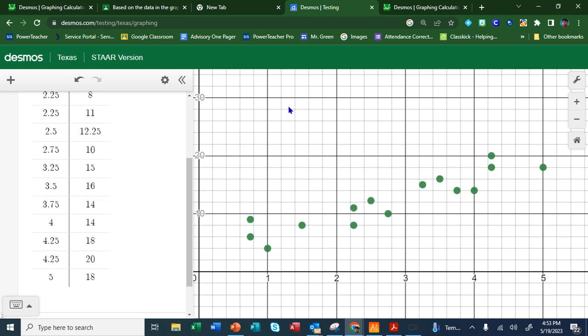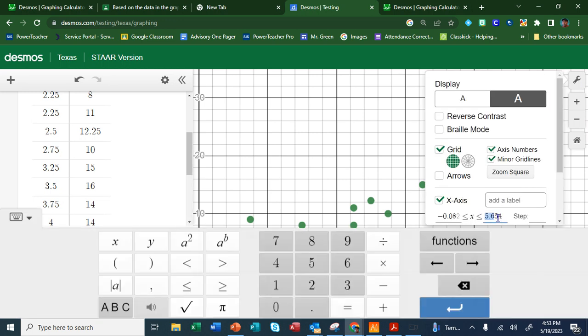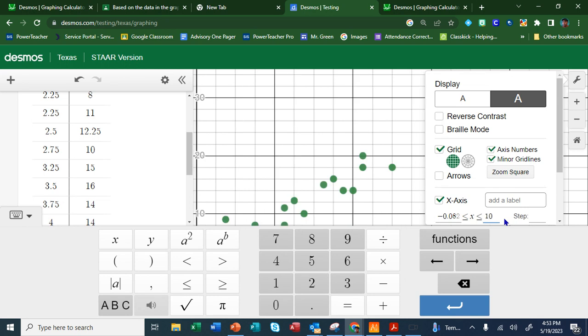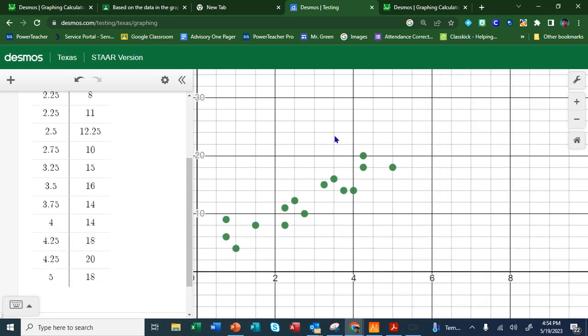Actually, it wouldn't be a bad idea to expand the x-axis too. So I'm going to go back into my graph settings, and I'm going to take my x-axis all the way out to 10 hours. Is that hours? Yeah, that's hours. So now I've got plenty of room for you to see all my data points. Okay, all right, so let's do the regression.